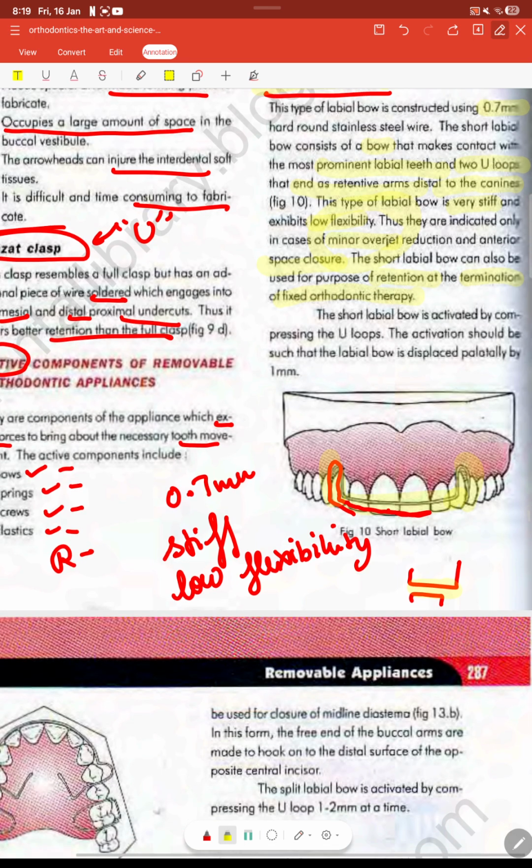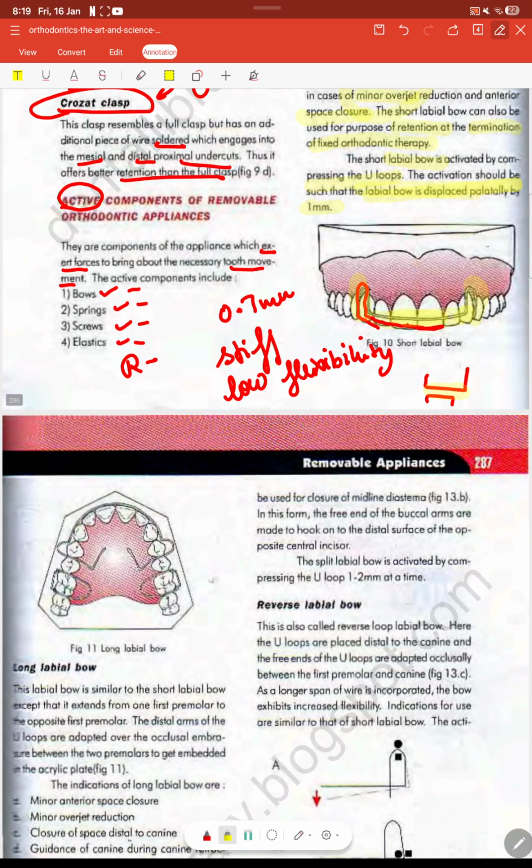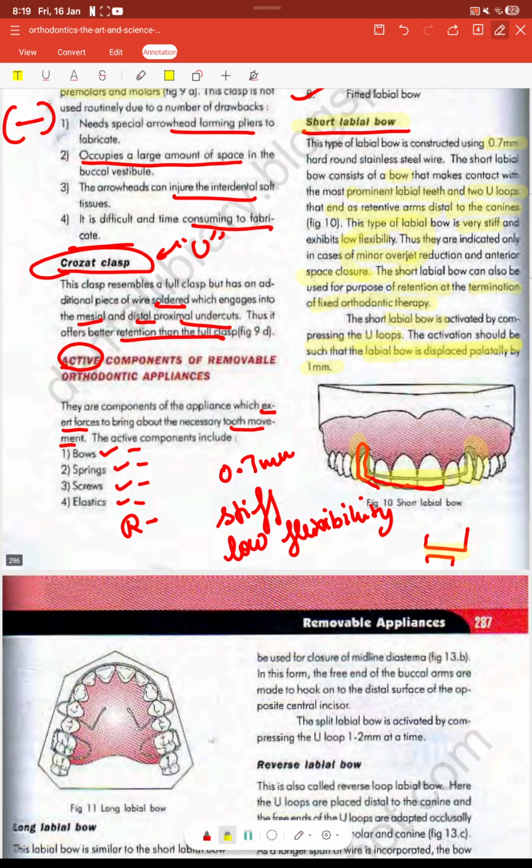The short labial bow is activated by pressing the U loops. If you press the U loops, the labial bow is activated. The activation should be such that the labial bow is displaced palatally by 1 mm. That is all about the short labial bow.